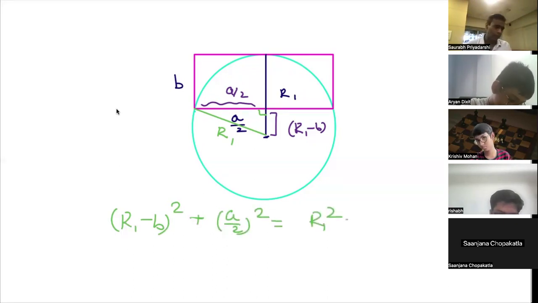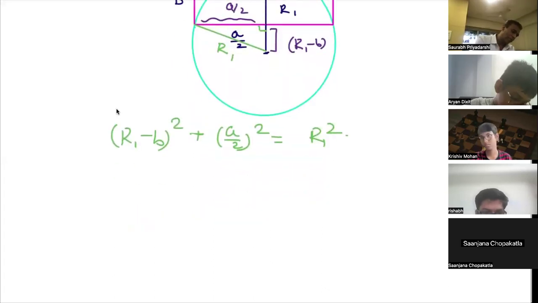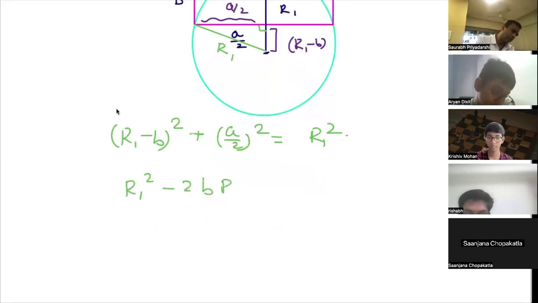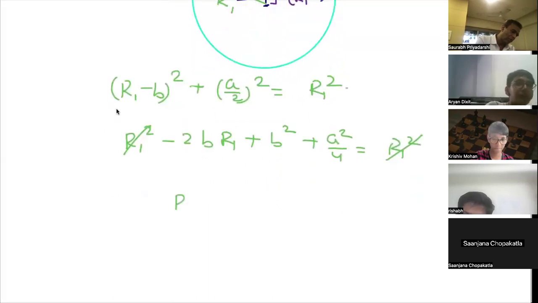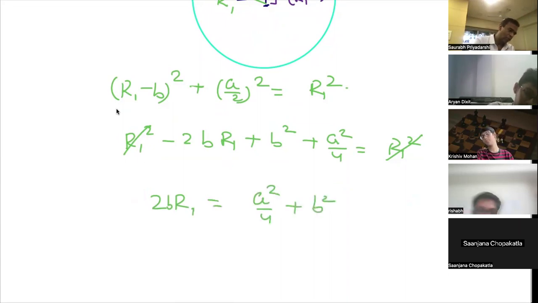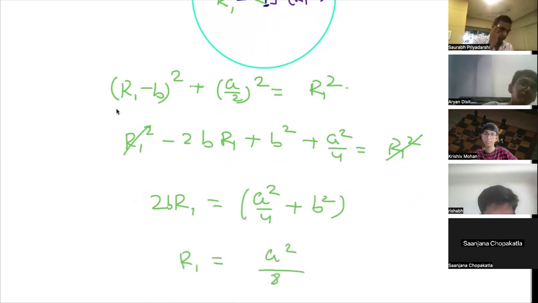Very simple thing, right? From this I can say R1 square minus 2B R1 plus B square plus A square by 4 is equal to R1 square. Both R1 squares cancel out. So what I'm getting, 2B R1 is equal to A square by 4 plus B square. Dividing by 2B, I'm getting R1 is equal to A square by 8B plus B by 2.